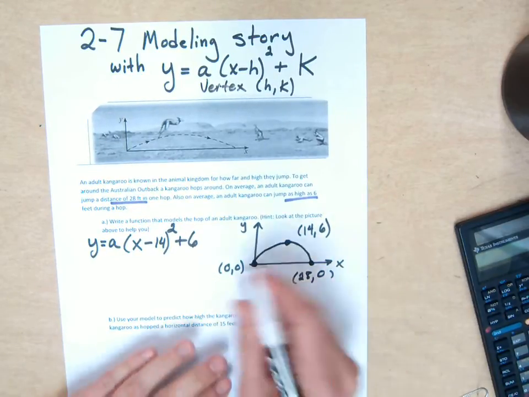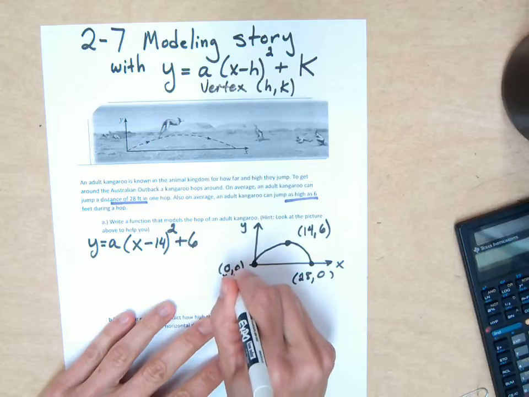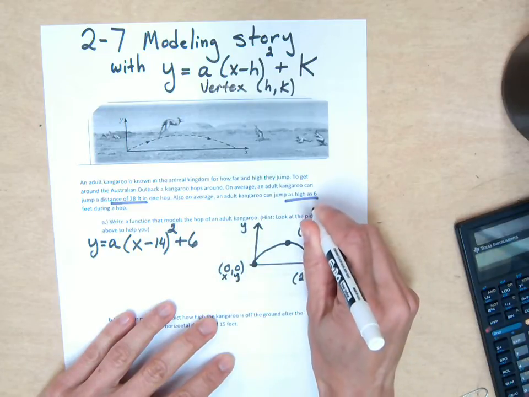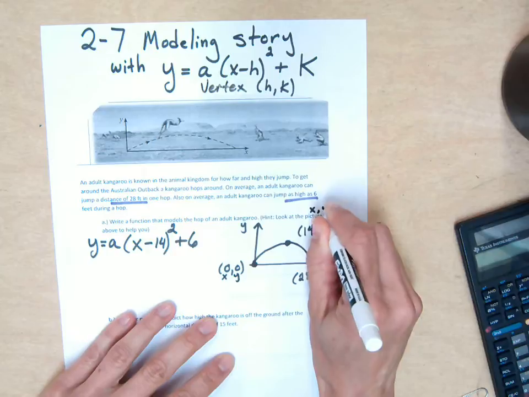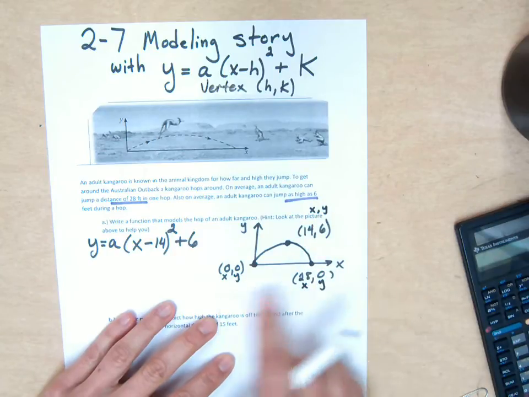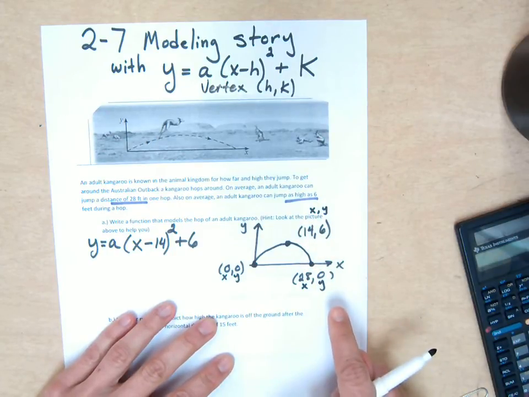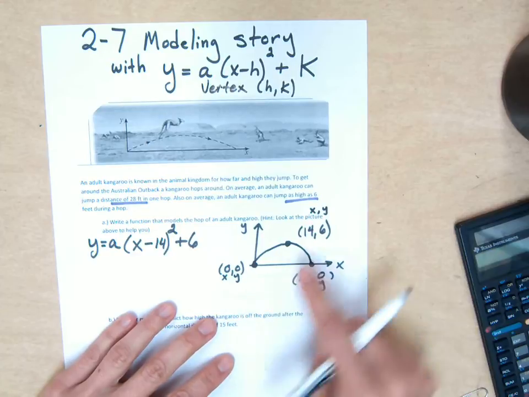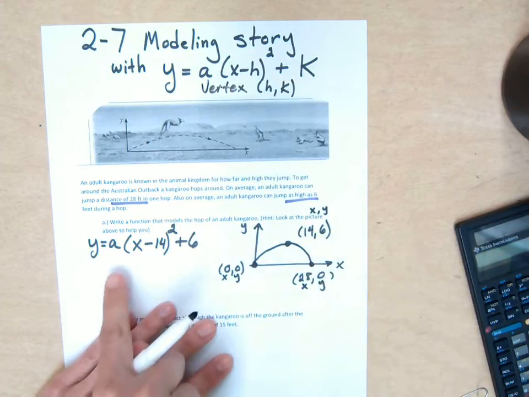All these points, let me just show you this. Every point on the graph is an ordered pair that has an x coordinate and a y coordinate. Each one of these has an x coordinate. You don't have to label that if you don't want. But I could pick, why don't I pick 14, 6 to plug in?